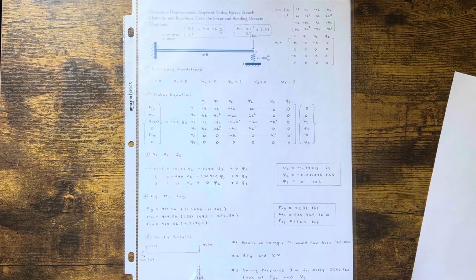But because this is helping you in the opposite direction, now you have a lesser moment, pretty much half of this moment, which is a lot of help. So that's checkpoint number one. Checkpoint number two, sum of the forces in the Y.